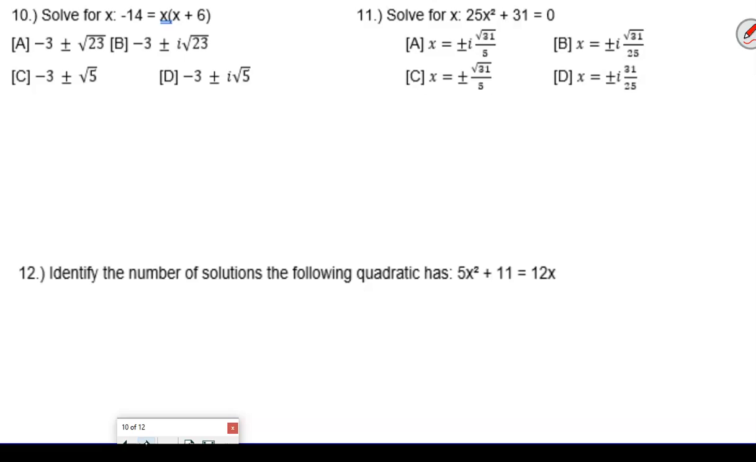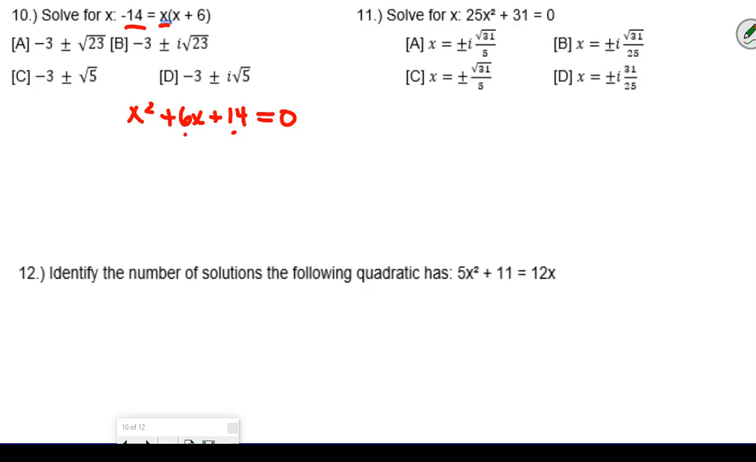So number 11 says solve for x. So we are going to distribute this x here. So we're going to have x squared plus 6x, and we're going to move that 14. So we're going to say plus 14 equals 0. So now I'm asking myself, are there any factors of 14 that add up to be 6? Factors of 14 are 1 and 14 and 2 and 7. So the answer to that is no.